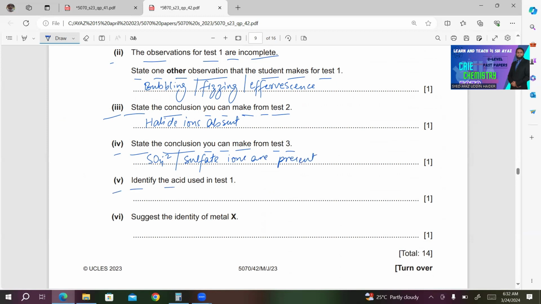Number 5, identify the acid used in the test 1. It must be sulfuric acid, as sulfate ions are there. This is a reaction between metal and acid. So you write sulfuric acid or H2SO4.